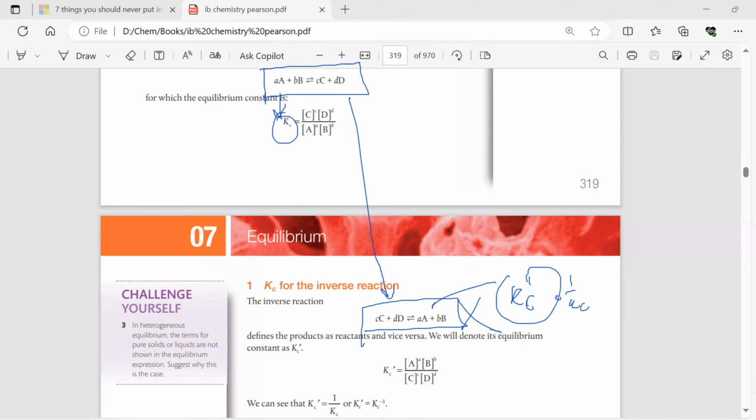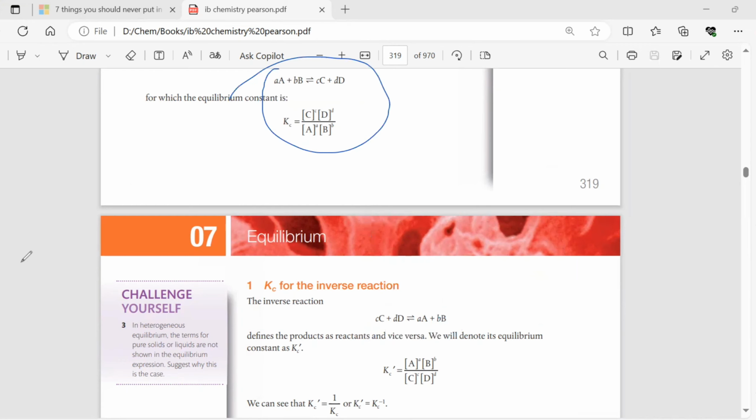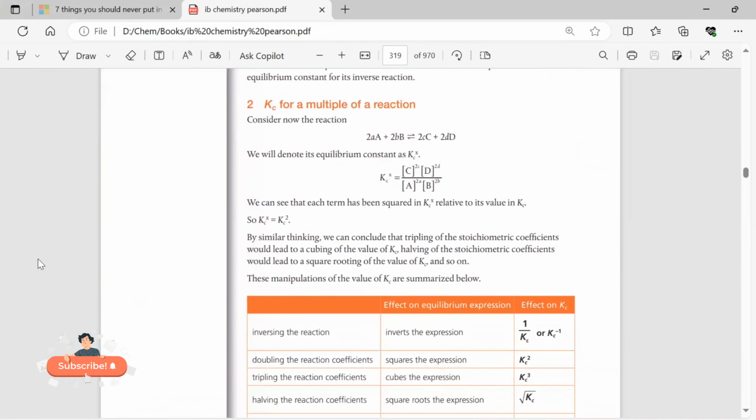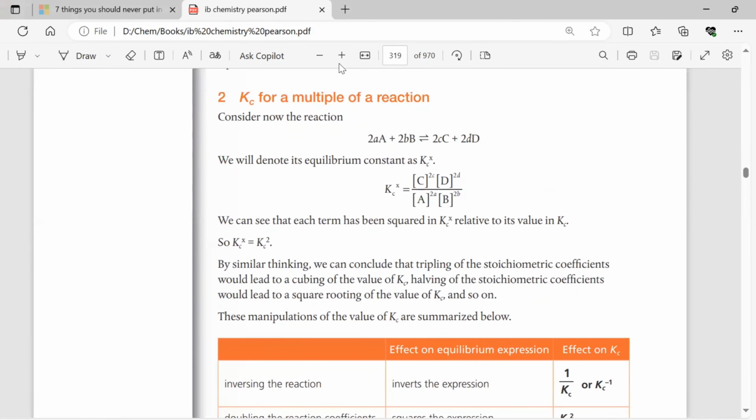Now, if you have got a reaction like this, after this we are trying to see that there's another reaction which is just a multiple of this reaction. See, the multiple of this reaction: 2A plus 2B gives you 2C plus 2D, right? We know that we had got a reaction like this, whose Kc value we knew.